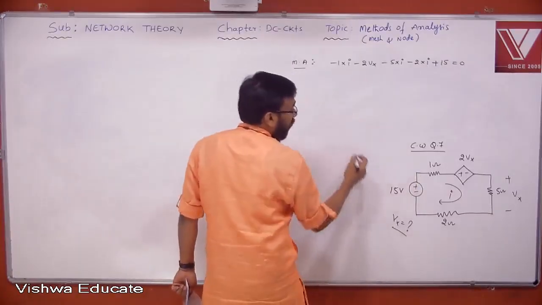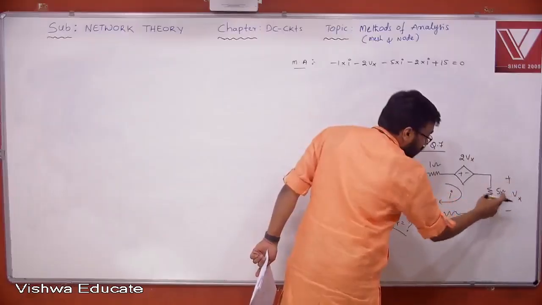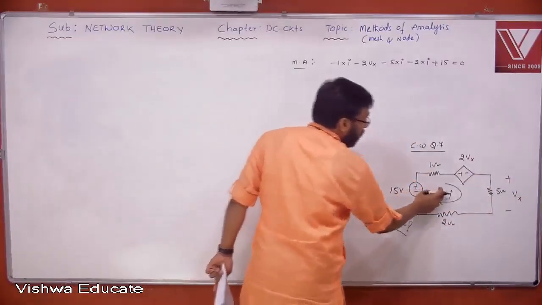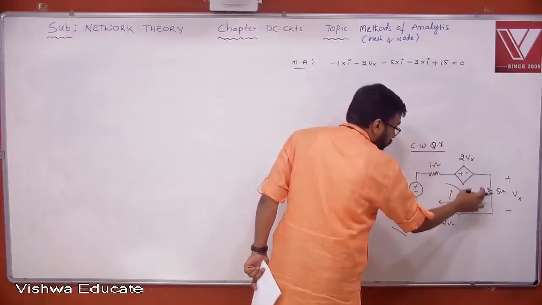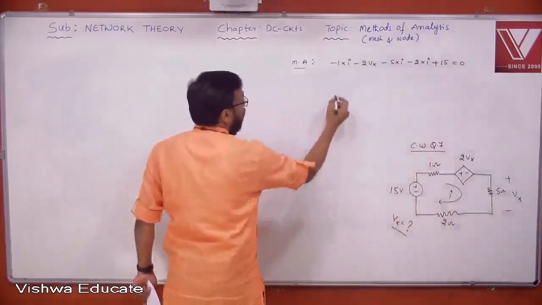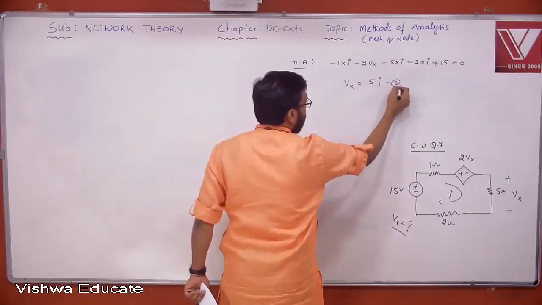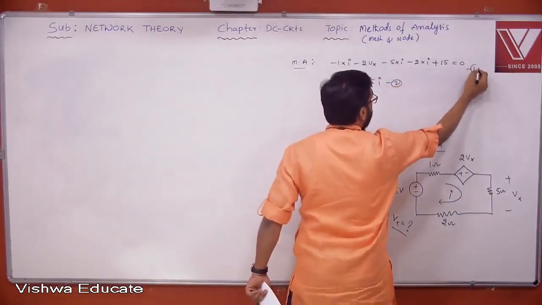So what is that extra equation? Tell me. Now I think you understand clearly. This is Vx. The current flowing here is I. I think you can relate. Because of this current I downward, that also gives you plus minus. Then you can take Vx is equal to plus 5I. This is the second equation. This is the first equation.